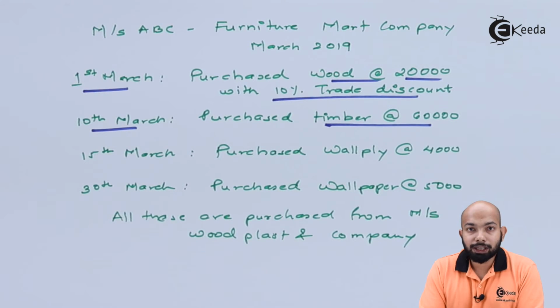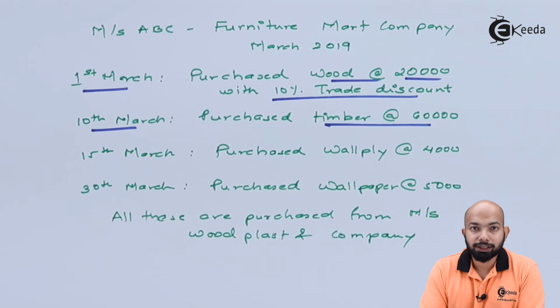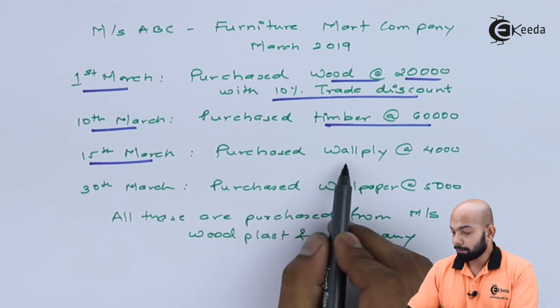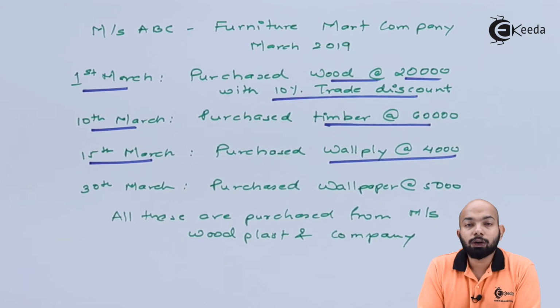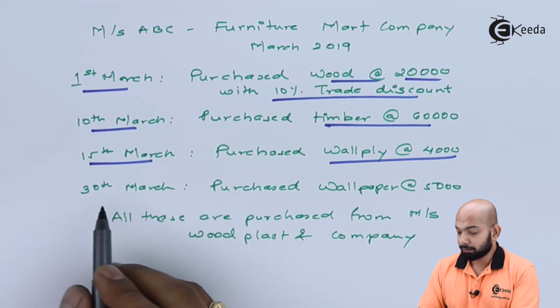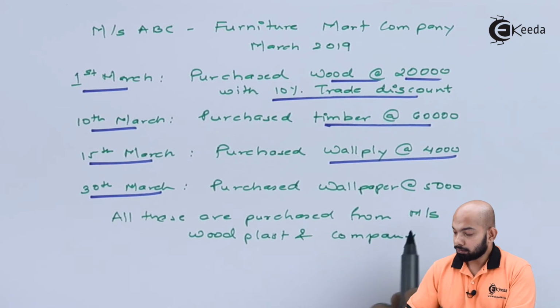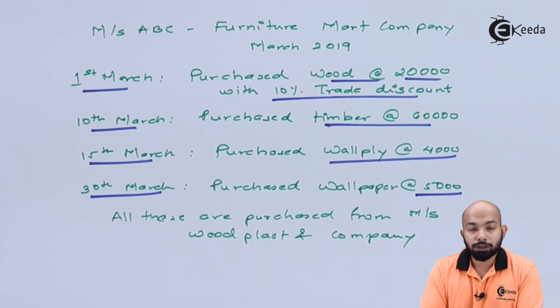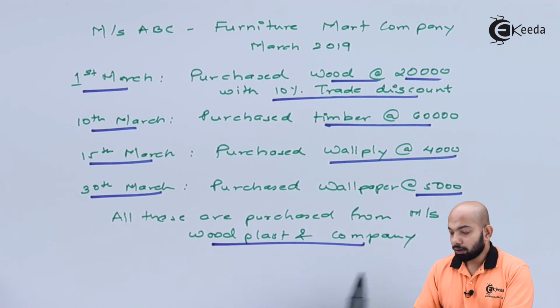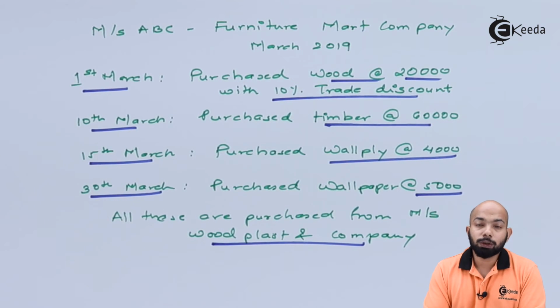Again, on 15th of March, there is one transaction. We purchased wall ply at rupees 4,000. That means the total cost of wall ply was 4,000. On 30th, certain wallpaper was purchased, and that was for an amount of rupees 5,000. All these transactions have been taken from Messrs. Woodplast Company. So the name of the supplier is common, that means Woodplast Company.